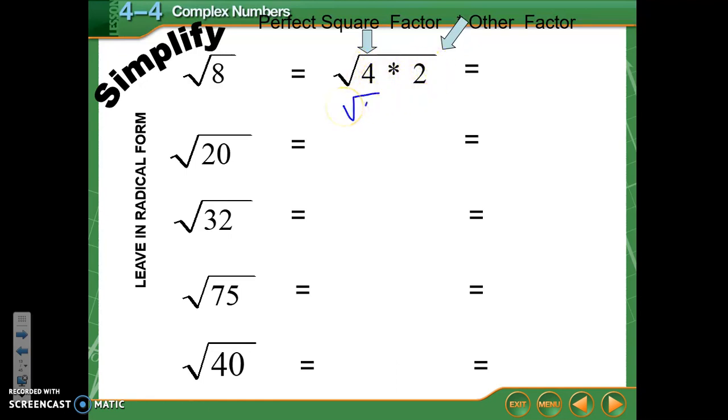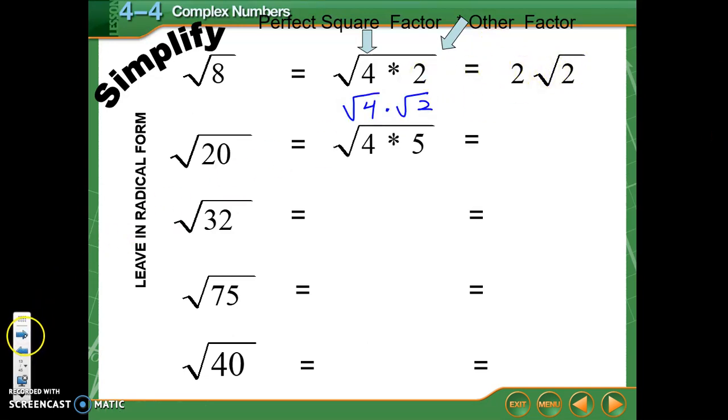And then what happens is I can rewrite this as the square root of 4 times the square root of 2. The square root of 4 is 2, right? So that just becomes the number 2. And then the square root of 2 stays as is because 2 is not a perfect square. So the square root of 4 is the number 2, and then I leave the other factor underneath the square root.